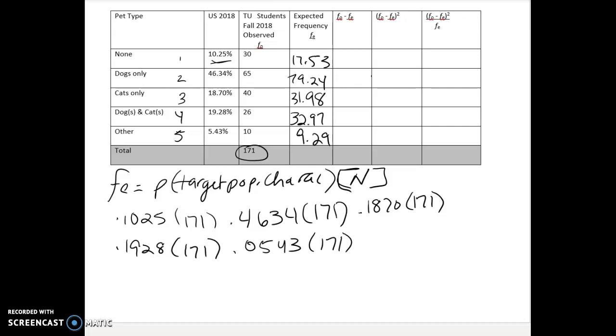Now, to be sure that we did this correctly, that our math is not wrong, what we're going to want to do is add these values up, because they should also equal 171. And essentially what these values represent is if the proportion of different types of pets among TU students match that of the US population, then this is the number of students who should have none, this is the number of students who should have dogs only, this is the number of students who should have cats only, and so forth. And so we're going to eventually calculate the difference between the expected frequency based on these proportions and the observed frequency based on the data we've actually obtained. So we're going to add this up.